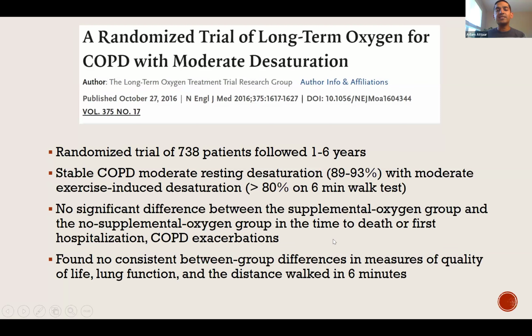This data has been somewhat controversial because there are patients who desaturate with exertion into the 80s who find symptomatic benefit from using oxygen. But it's important to note that when you're using oxygen in these patients, you're not having a mortality benefit. So it's more for quality of life. It's a risk-benefit discussion with the patient whether to start oxygen.